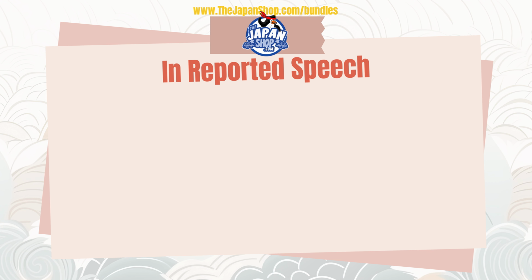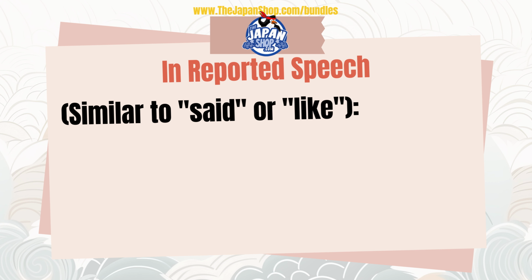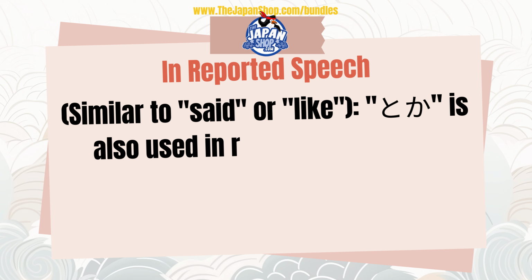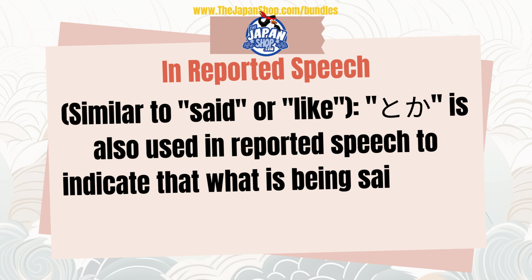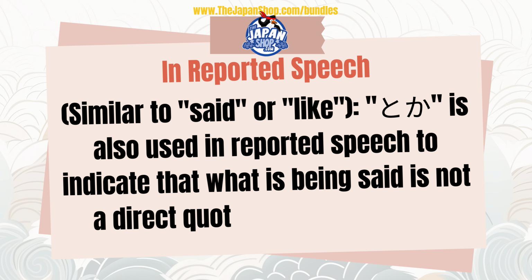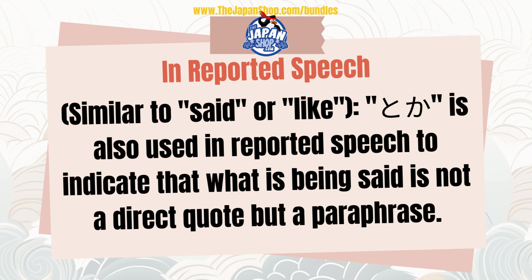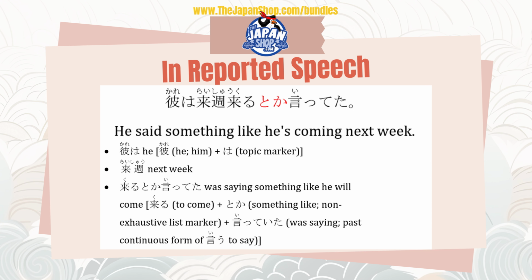In reported speech. Similar to said or like. Toka is also used in reported speech to indicate that what is being said is not a direct quote, but a paraphrase. 彼は来週来るとか言ってた He said something like, he's coming next week.